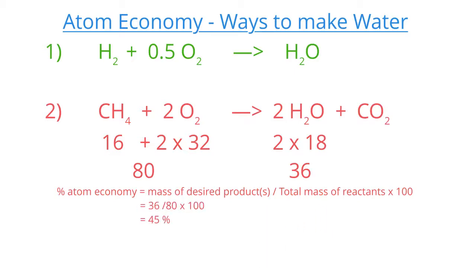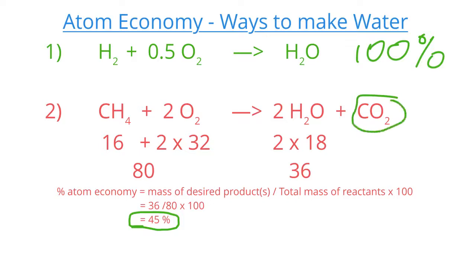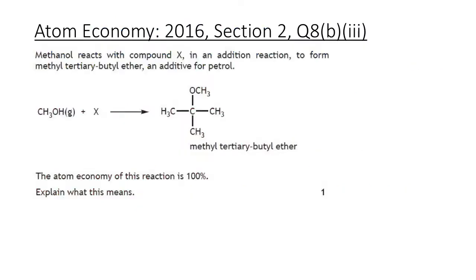So substituting the numbers in, we end up with our answer of 45% for this reaction compared to 100% for the first reaction. And not only do we have a lower atom economy, we also have carbon dioxide, a greenhouse gas, that we now need to dispose of, which isn't ideal. So let's look at some past paper examples on this.